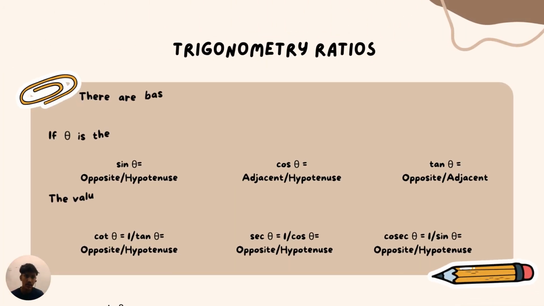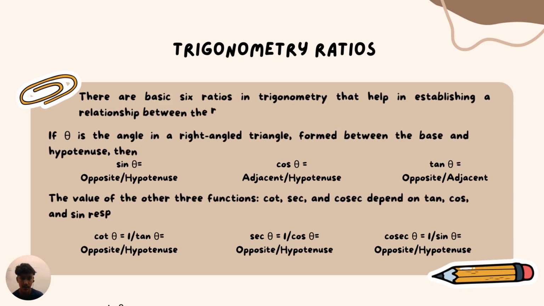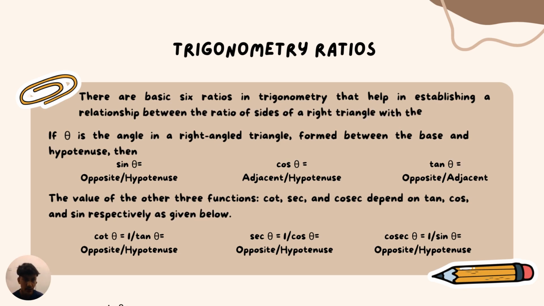Next, about trigonometry ratios. There are six basic ratios in trigonometry that help in establishing a relationship between the ratios of the sides of a right triangle and the angle. If theta is the angle in a right angle triangle formed between the base and hypotenuse, then sin is opposite per hypotenuse, cos is adjacent per hypotenuse, and tan is opposite per adjacent.